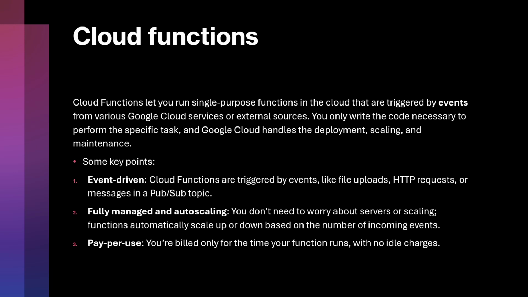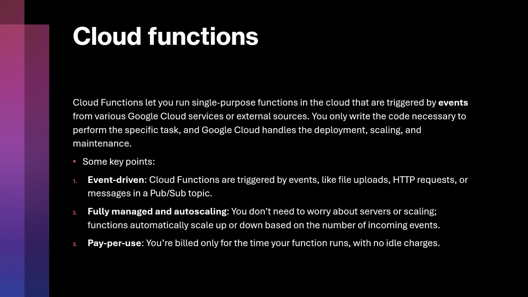What are Google Cloud Functions? Cloud Functions let you run single-purpose functions in the cloud that are triggered by events from various Google Cloud services or external sources. You only write the code necessary to perform the specific task, and Google Cloud handles the deployment, scaling, and maintenance.